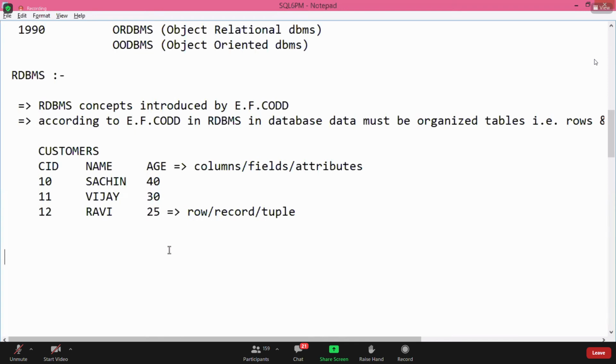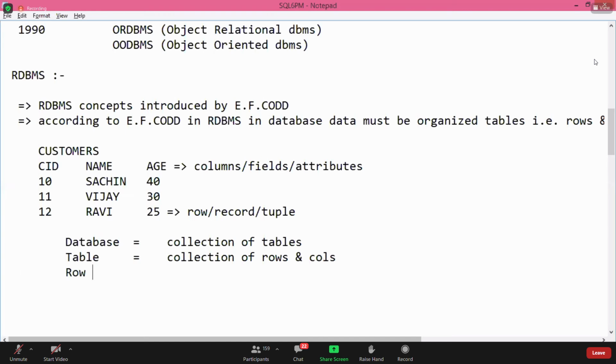Now, what is a database according to Codd's rules? A database is a collection of tables. A table contains rows and columns. What is a row equal to? How do you define a row? A row is a collection of field values.